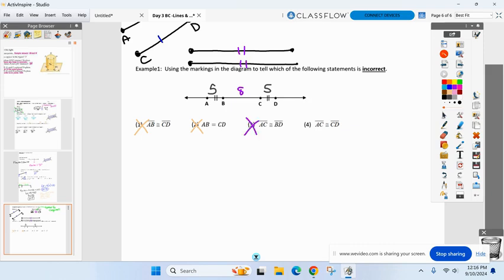So the one that doesn't work, AC and CD, take a look at your diagram. Everyone all right? Why those aren't congruent? Yep. All right, one is definitely longer than AC, definitely longer than CD. All right.